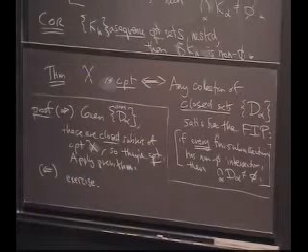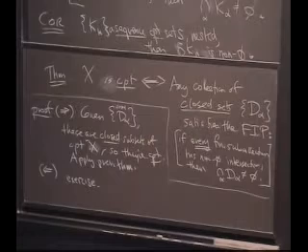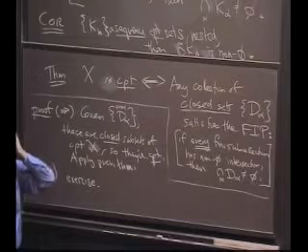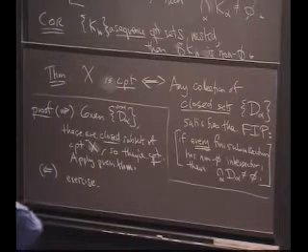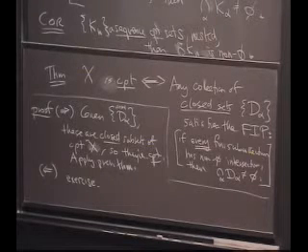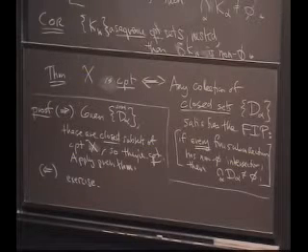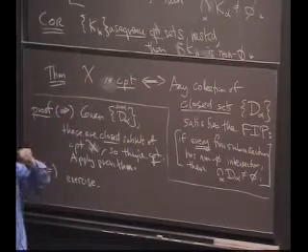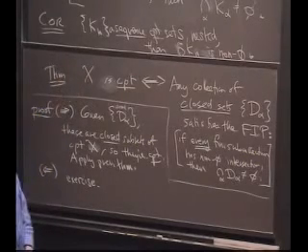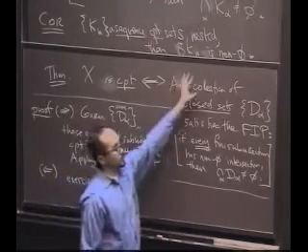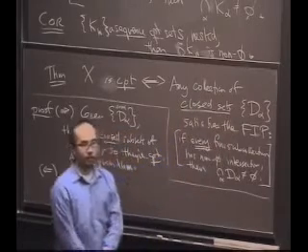So if you have the case that any collection of closed sets satisfies the finite intersection property, then show that X is compact. Let's just talk through how the proof might go. How would you start a proof like this? Let's see. I want to show that every open cover has a finite subcover. That's what I want to show. So given an open cover, can I use this somehow?